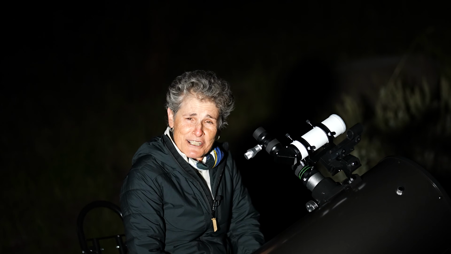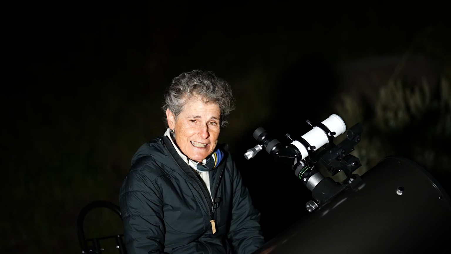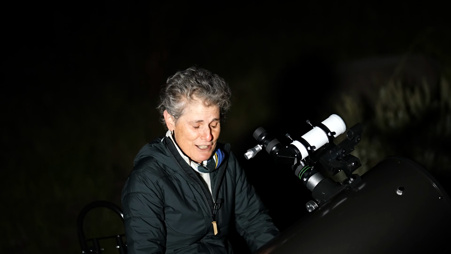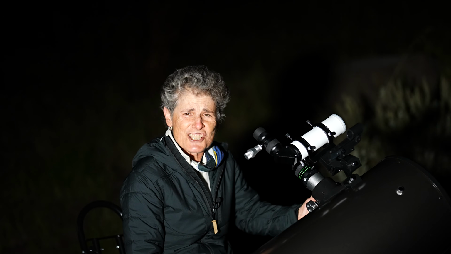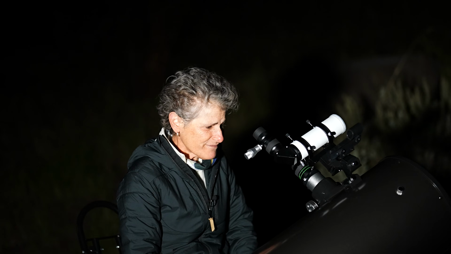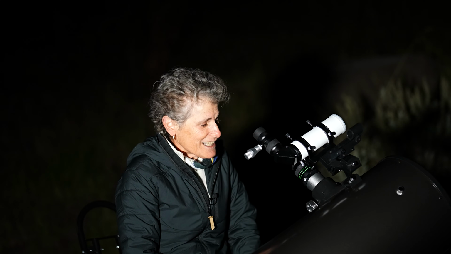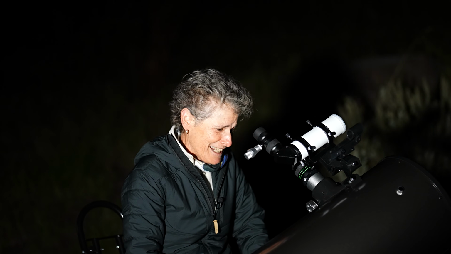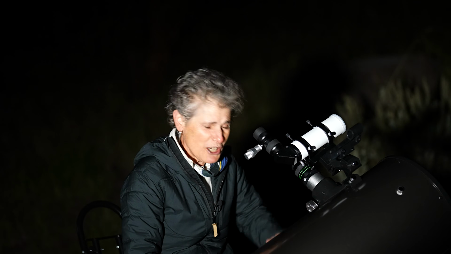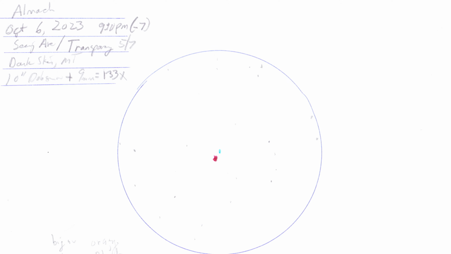Start at a low magnification to find Almach, and if you can't split it at a low magnification, increase your magnification until you can split it. Or maybe it's split at a low magnification for you. And then, if you want to try to split B and C, you can magnify to your telescope's highest useful magnification and try to split it.